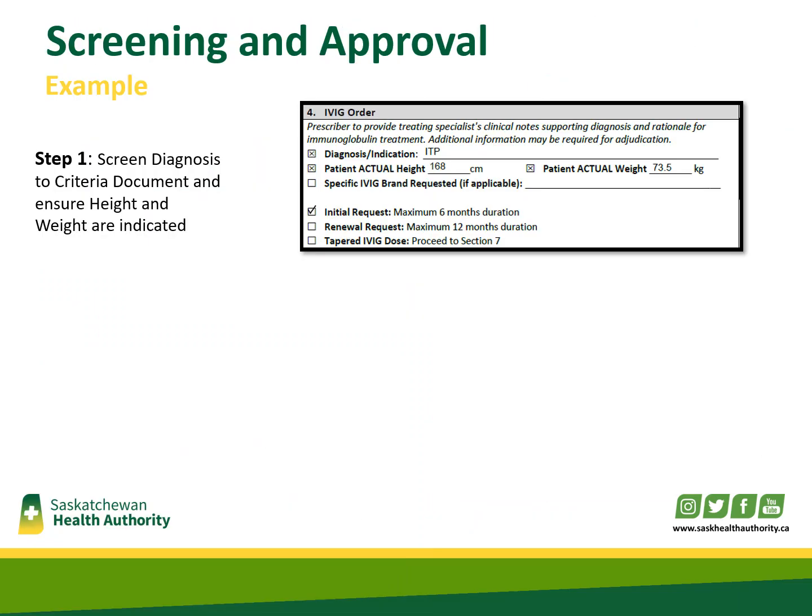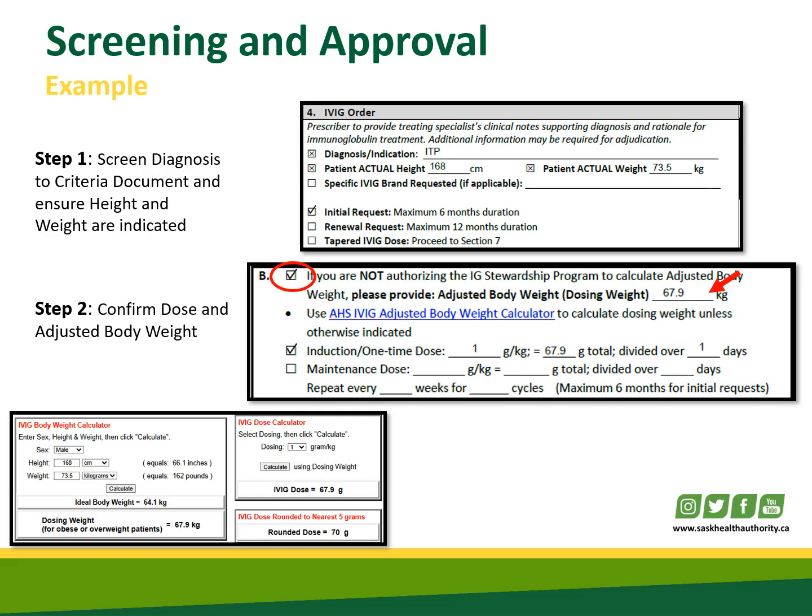We wanted to include just a really simple example for the screening and approval process. Step 1, we've received the order. We're going to screen that diagnosis to the criteria document. We're going to ensure that the height and weight are indicated. So we would confirm that the 1 gram per kilo is appropriate for ITP. And then we're going to confirm that the adjusted body weight is correct.